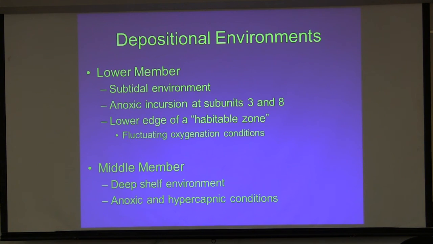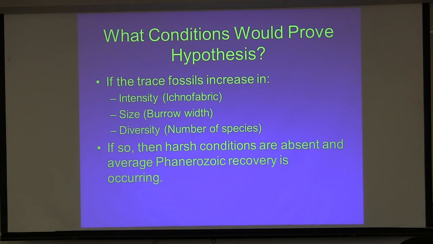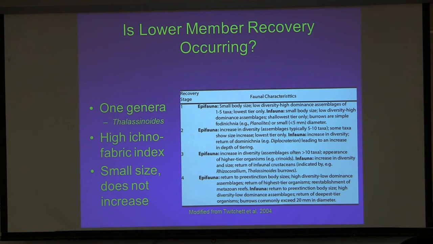The middle member was a deeper shelf environment with anoxic and hypercapnic conditions, as shown by the presence of the black calcite crusts and flat pebble conglomerate. So back to my hypothesis. The presence or absence of harsh environmental conditions is the limiting factor. If the trace fossils increase in intensity, size, and diversity, that shows there is recovery occurring.